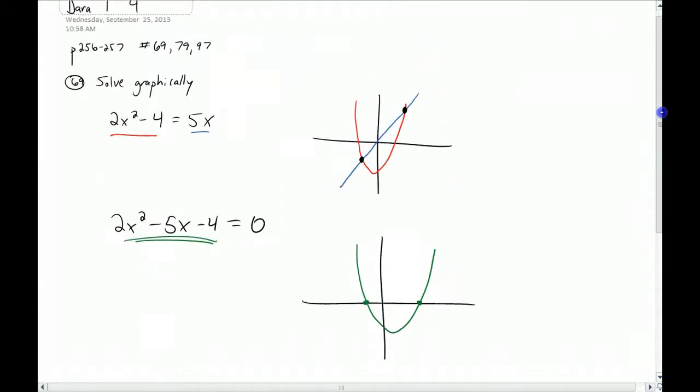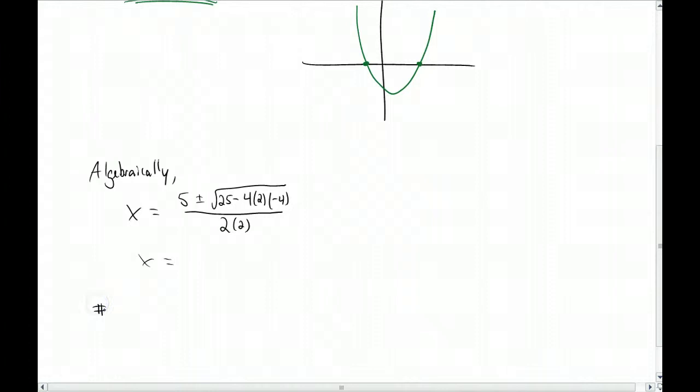Let's see, the next problem is number 79. And this question asks you to find the zeros of f of x equals 2x squared minus x plus 4.